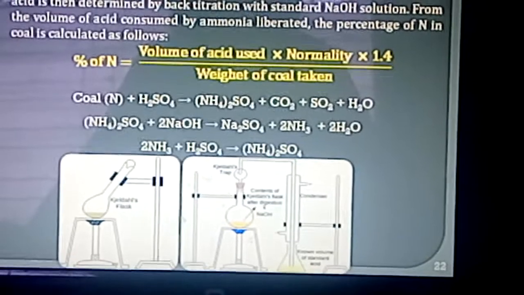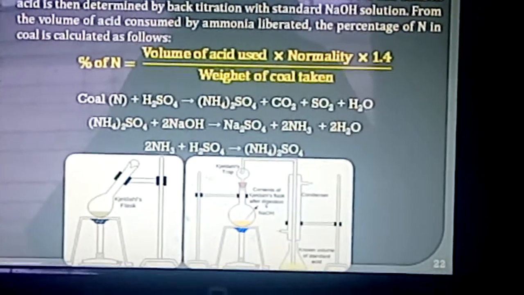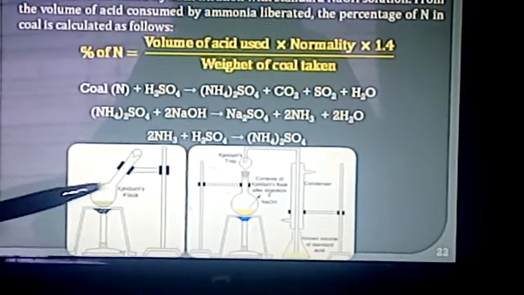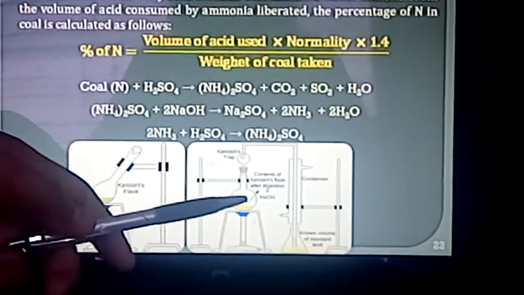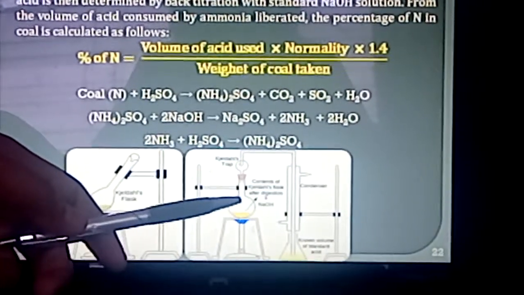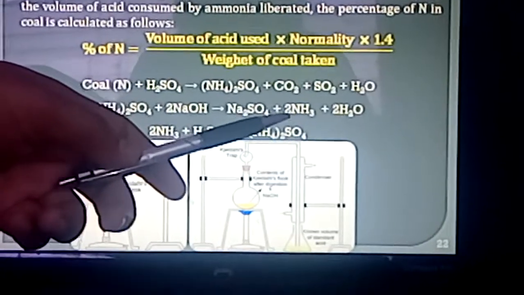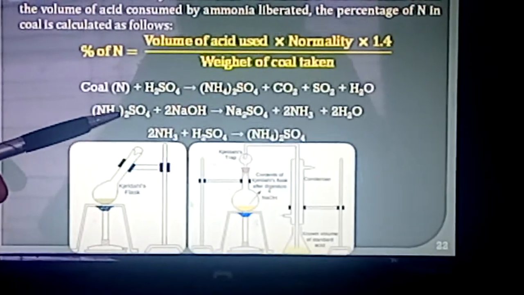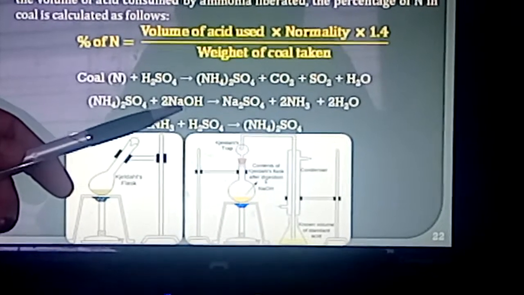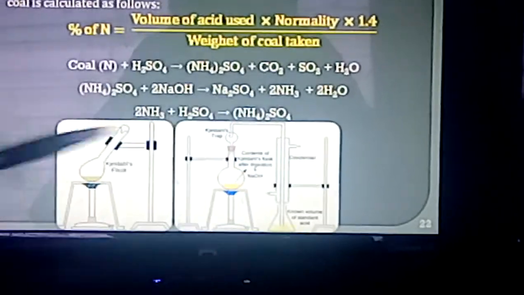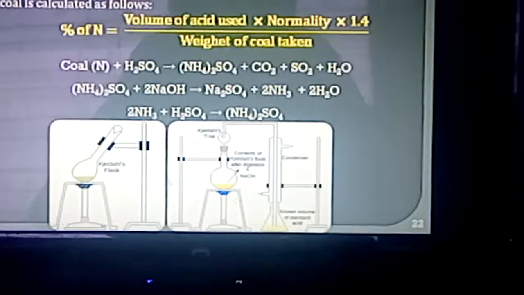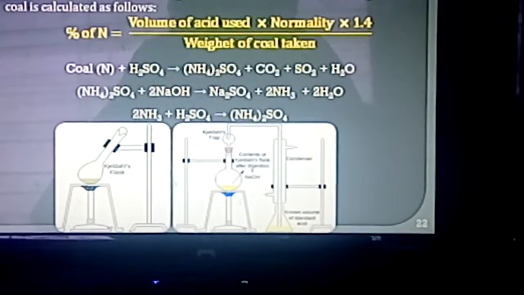Then concentrated NaOH solution is added to the above solution, means this solution we have to pass again into this beaker, and here concentrated NaOH solution can be added. So it can liberate ammonia gas. Here this is the ammonium sulfate solution, then we add the NaOH solution, it liberates ammonia gas. Then this liberated ammonia gas is passed into a known volume of standard sulfuric acid solution. In this beaker we have to take the standard sulfuric acid solution.